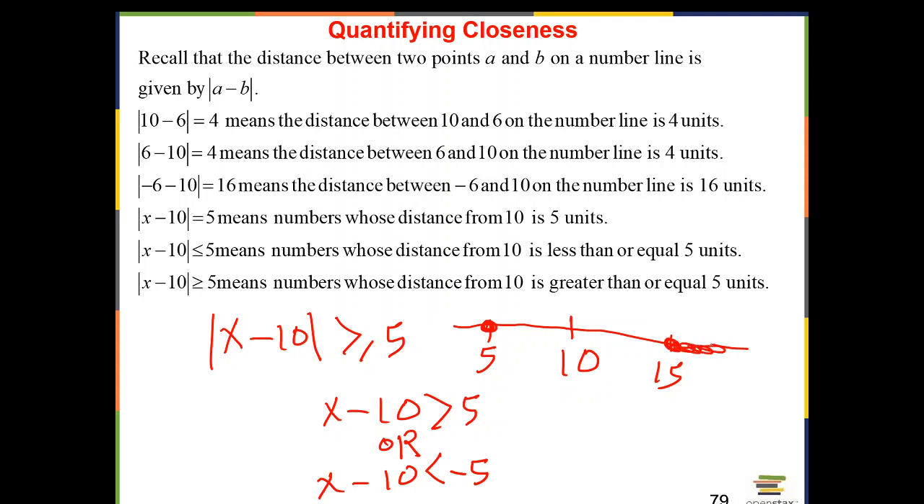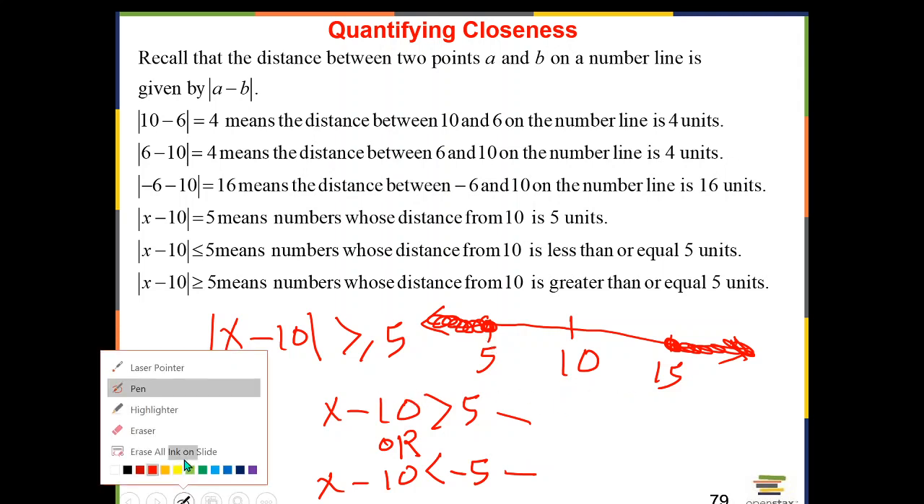Erased it accidentally. And any number less than 5, right? So that's the idea. Of course, in algebra, you learn that to solve such an inequality, you solve the inequalities separately, put them on the same number line, and that's what you're going to get.